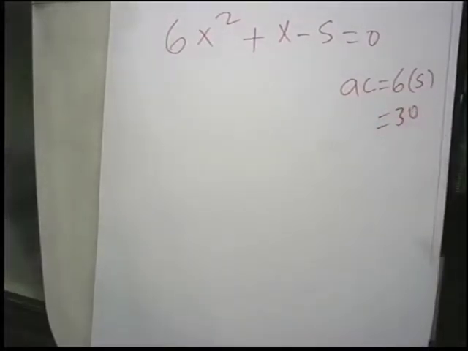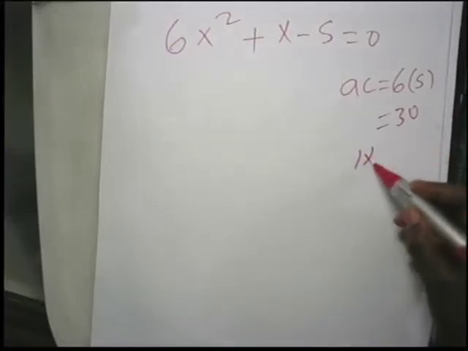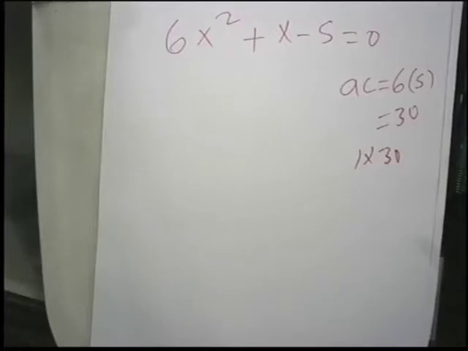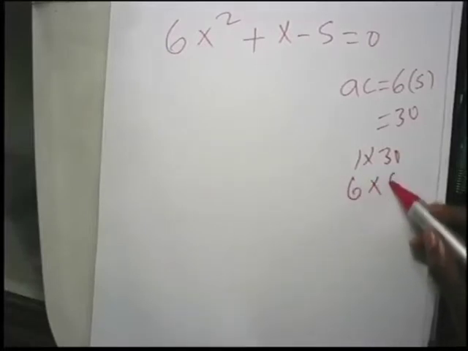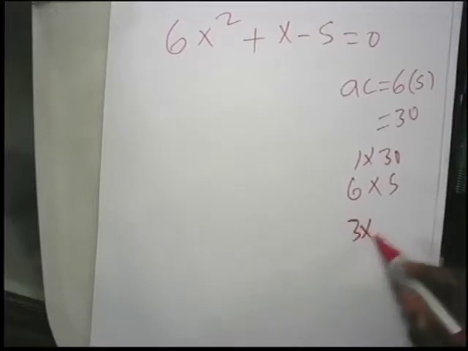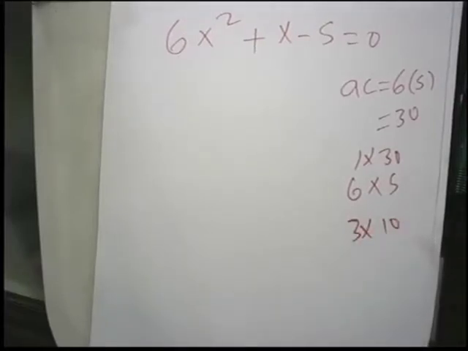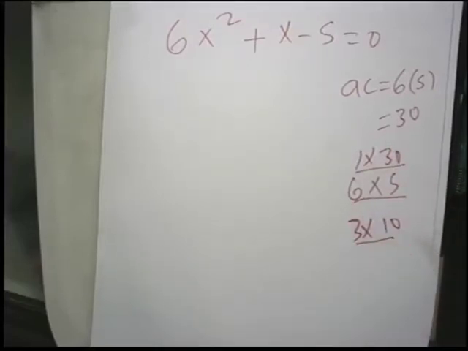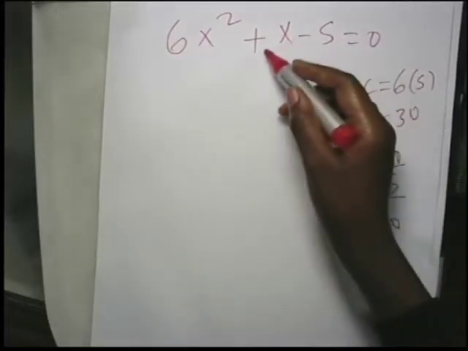So we have to look for the factors of 30. The first factor will be 1 multiplied by 30 itself, isn't it? 1 times 30 is 30. What other number do you multiply to get 30? 6 multiplied by 5 is 30. What else? 3 multiplied by 10 will also give us 30. And you can list all of them, okay? But what we want now is to find a combination, either this one or that one or that one, that if we add them or subtract them, it should give us a 1.